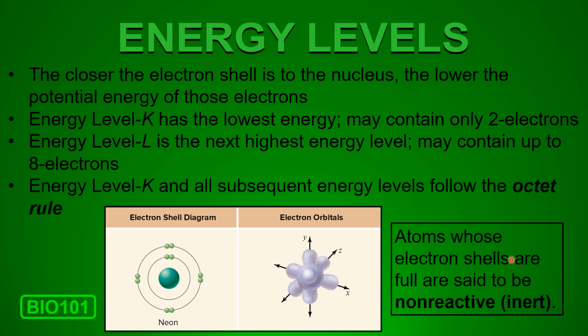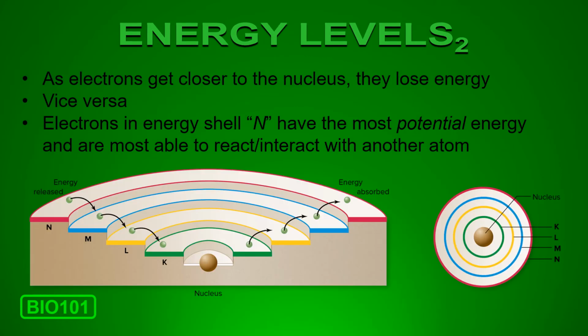So atoms with electron shells that are full are said to be inert or non-reactive. They're stable, non-reactive. As the electrons get closer to the nucleus, they lose energy, and the reverse is true. As they move away from the nucleus, they gain potential energy. In the natural world, the electrons move back and forth between energy levels. Nothing is stable, okay? They jump back and forth.